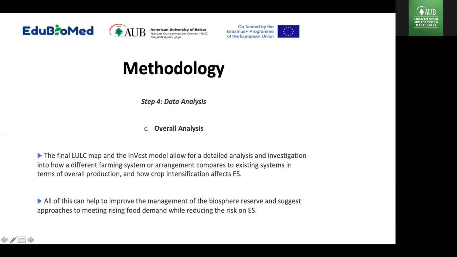And now that I have the final land use land cover map, the InVEST tool, and all the land management strategies, it allowed me to investigate and dig deeper into how the different farming systems compare to existing systems in terms of overall production and how the crop is affecting the ecosystem services. All of this helped me to see how we can improve the management of the biosphere reserve and suggest certain approaches to meeting the rising demand while also reducing the risks on ecosystem services.